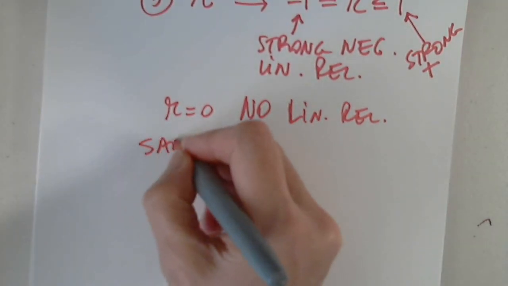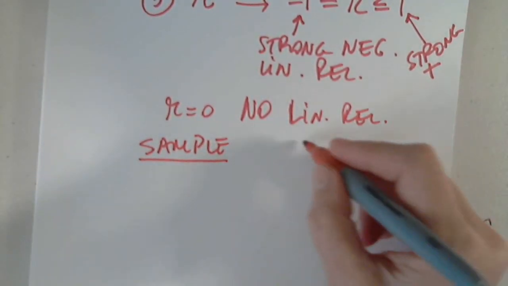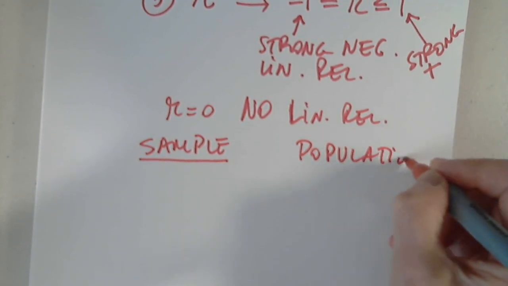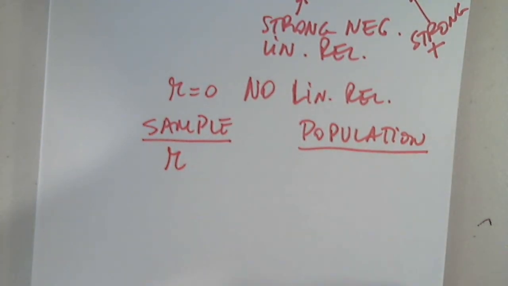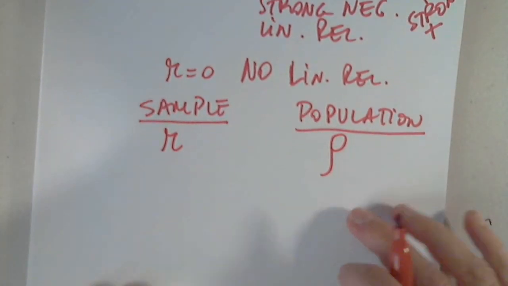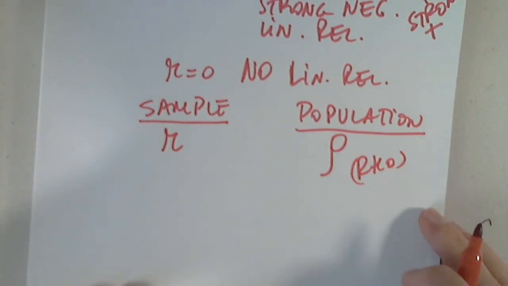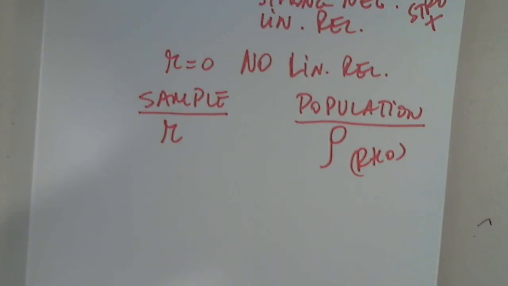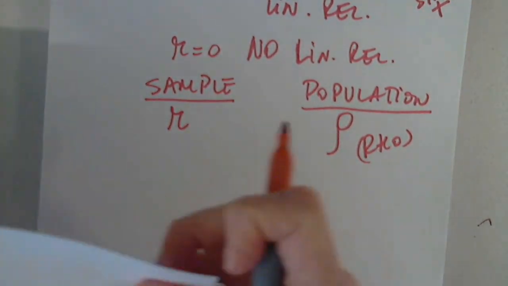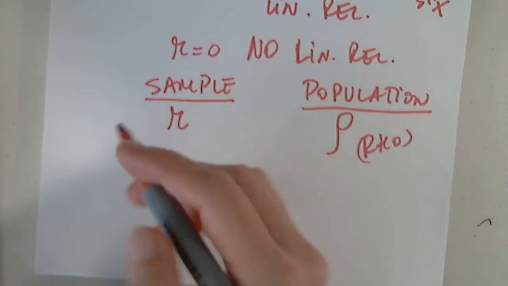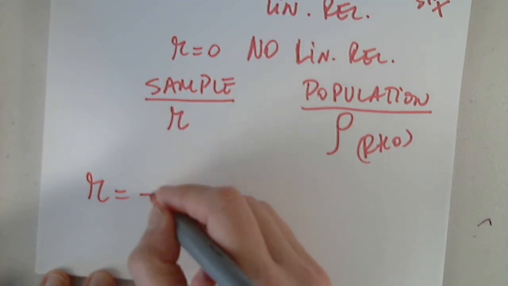So of course, for the sample, as you already know by now, we have a notation, and for the population we have a different notation. Rho, another Greek letter. So R is for the sample and rho is for the population. And we will determine it right now. However, how is R determined? We are not going to look at the formula for the population. We only need the formula for the sample.